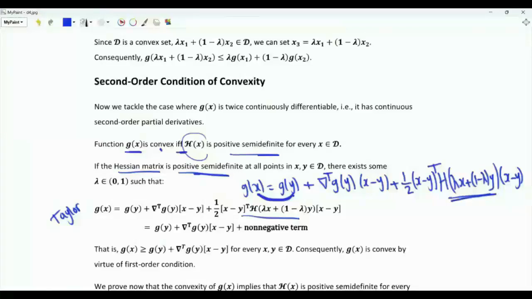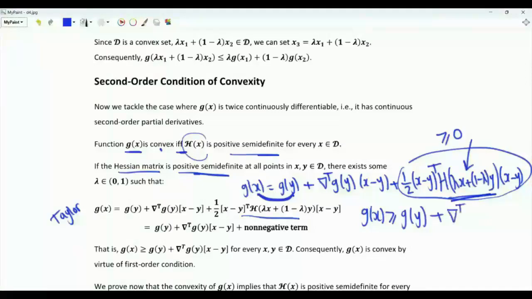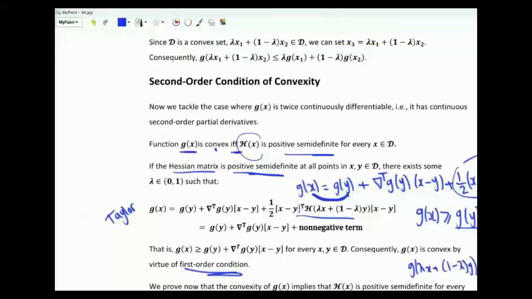It is given that the Hessian matrix is positive semi-definite for every point in the domain of function g. This quadratic form is greater than or equal to 0. Consequently, g of x is greater than or equal to g of y plus the inner product of the gradient vector evaluated at y and vector x minus y. Using the first order condition, this is equivalent to the convexity of g. If the Hessian matrix is positive semi-definite at all points in the domain, we get a convex function.